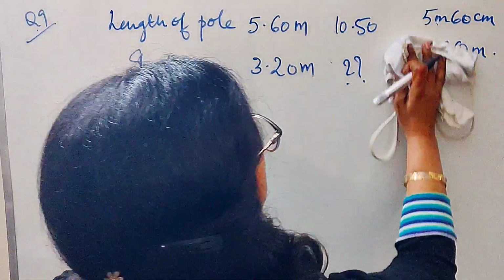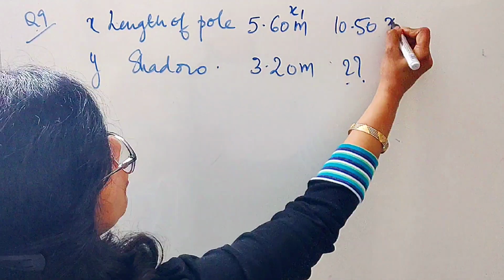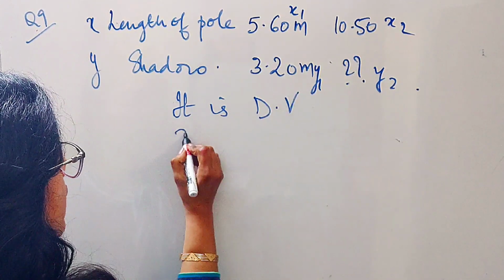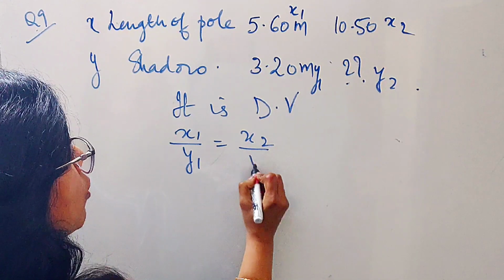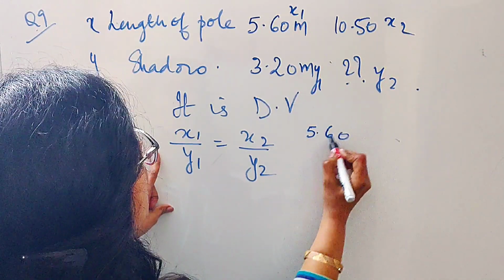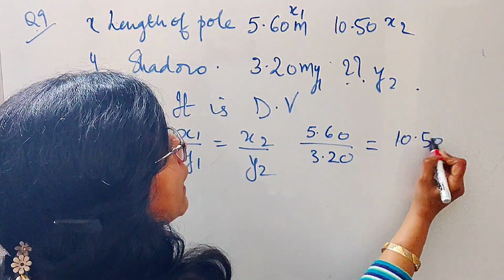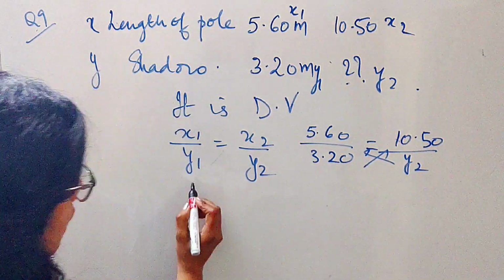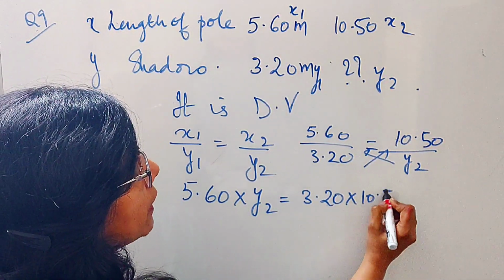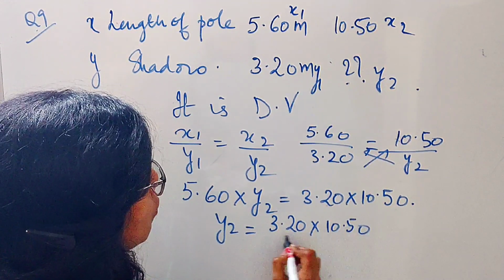Okay. So two variables, again write down x, y, x1, x2, y1 and y2. So it is direct variation. Then x1 upon y1 is equal to x2 upon y2. You have to find out y2 here. So x1 is 5.60, y1 is 3.20, is equal to x2 is 10.50 and y2 we have to find out. Cross multiplication, 5.60 into y2 is equal to 3.20 into 10.50. So y2 will be 3.20 into 10.50 upon 5.60.